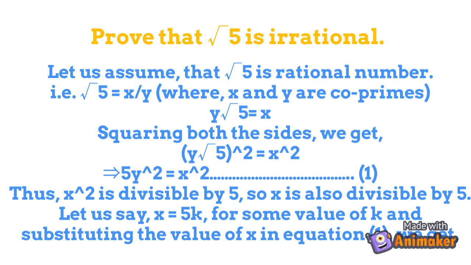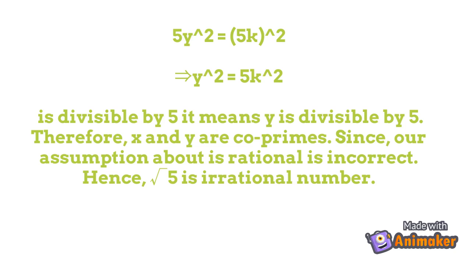For some value of k, and substituting the value of x in equation 1, in place of x we will write 5k. So we get 5y square equals, in place of x square, 5k square. So your answer will be y square equals 5k square, where it is divisible by 5. It means y is also divisible by 5.